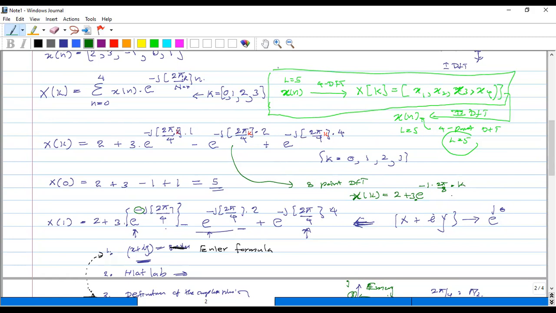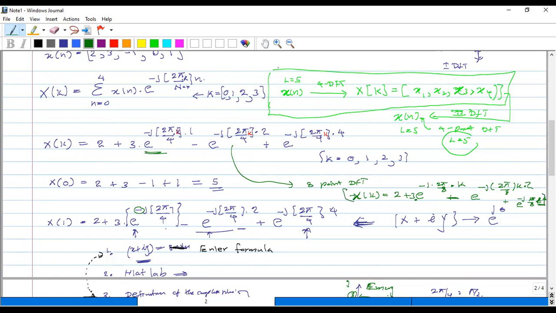Then you will have minus e to the power minus j 2π by 8, so you will have k here. Then you will have 2, then you will have plus e to the power minus j 2π by 8 k 4. So here k and 4. So instead of this sequence, this series, you will get this one.